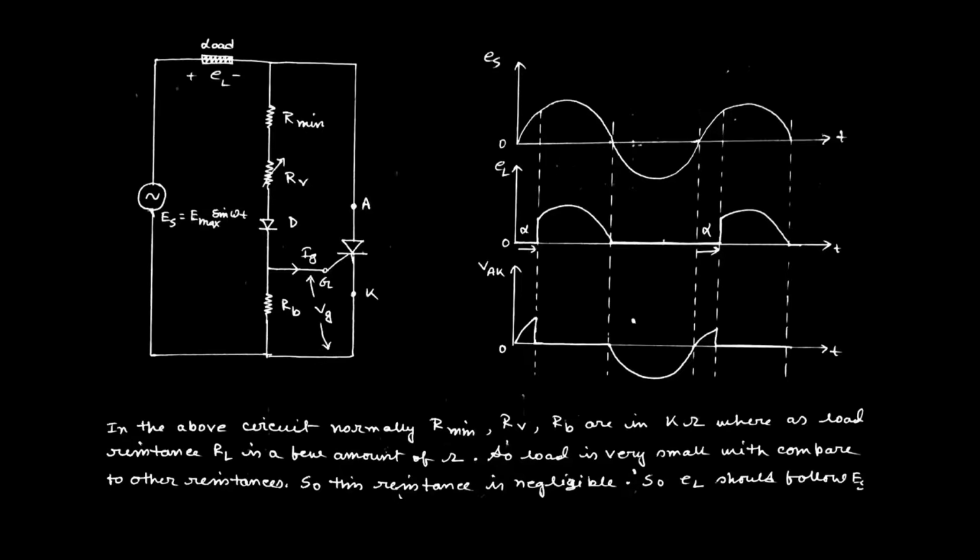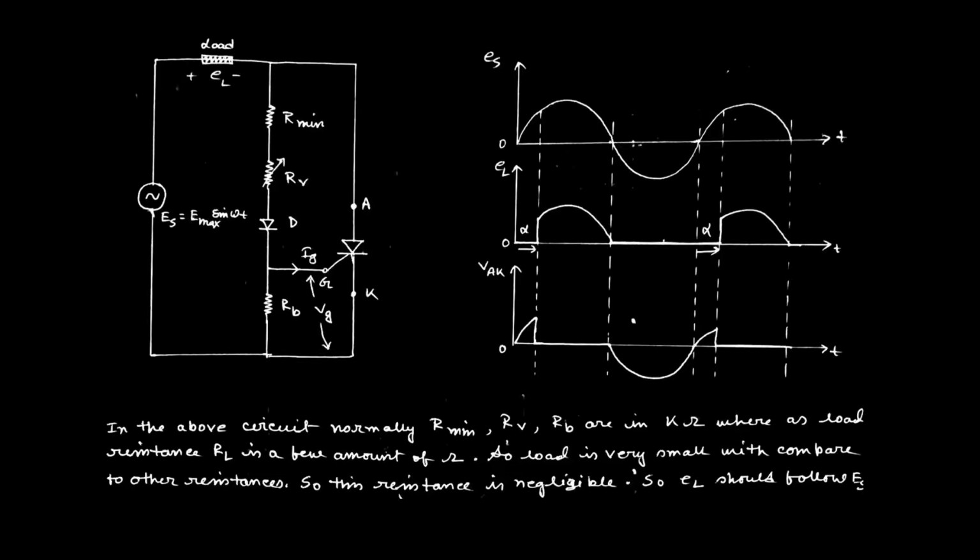And the diode plays an important role during the reverse biasing condition. When the current tries to flow from cathode to gate, it protects against this reverse biasing current or opposes this current. In the above circuit, Rmin, Rv and Rb are normally in the kilo ohm range, whereas the load resistance is a very few ohms.